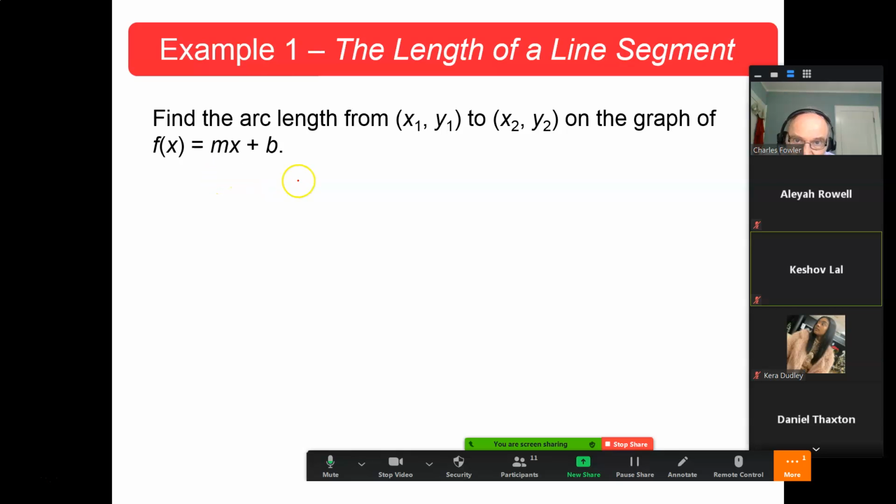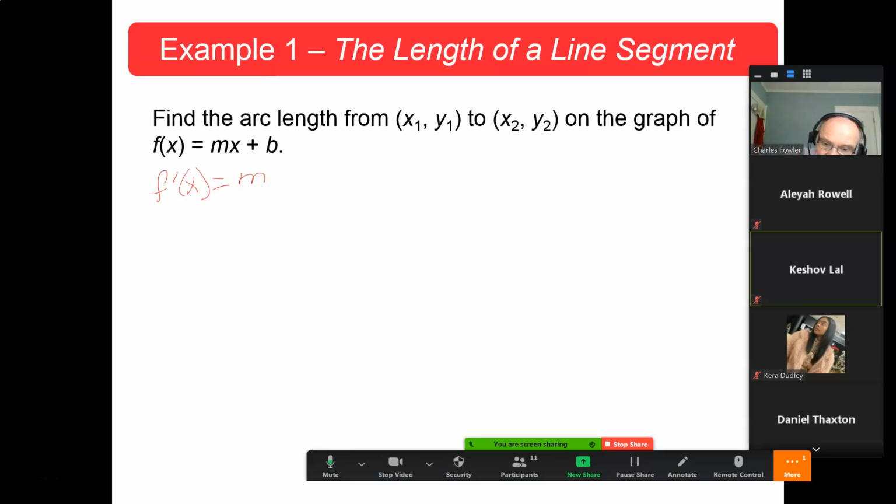Find the arc length from the point (x1, y1) to the point (x2, y2) on the graph of f(x) = mx + b. To do an arc length, one of the first things you have to do is find f prime, because you have to square that. And what is f prime of mx + b? Anybody? M.